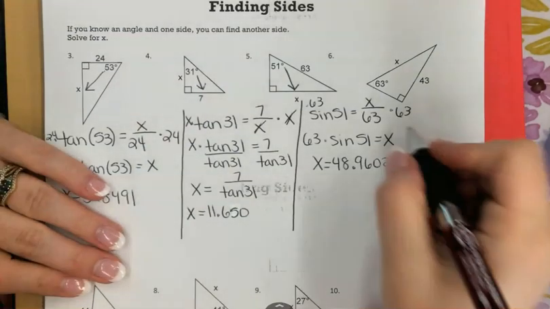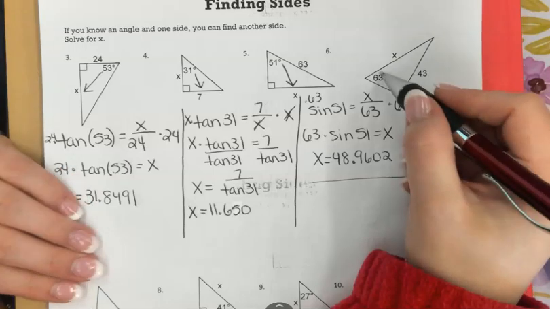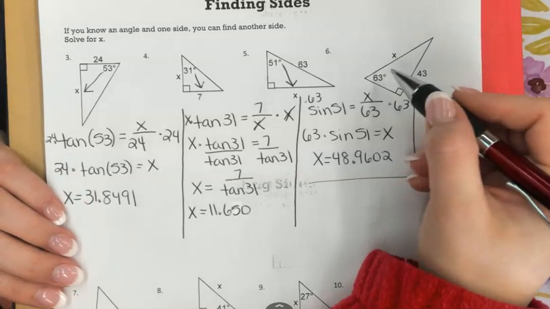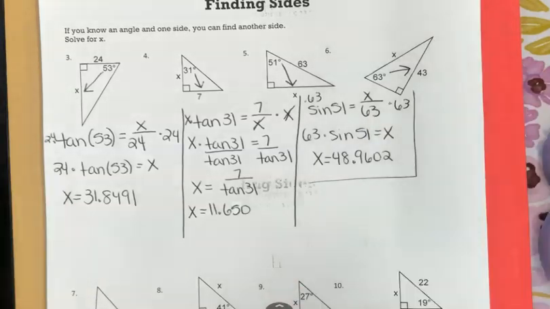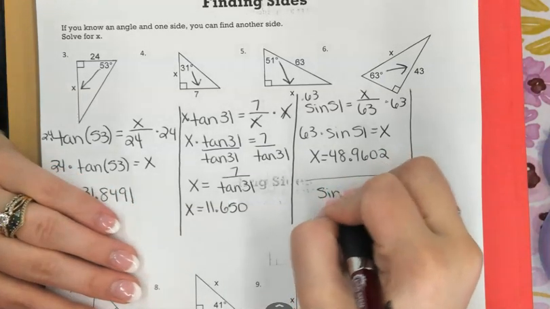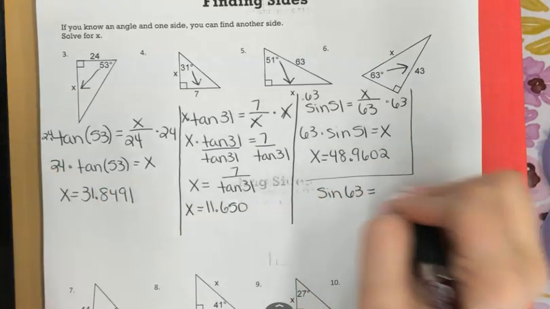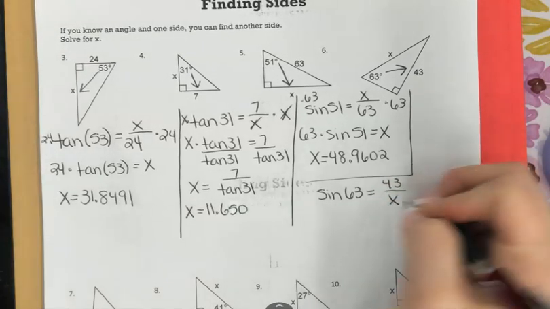Okay, the last one for this row, and I know I'm kind of low on space here. On 6, my reference angle that I'm given here is 63. I'm looking for the hypotenuse and I'm given the opposite side. So again, opposite and hypotenuse tell me to use sine. So the sine of 63 is going to be equal to opposite 43 divided by x.